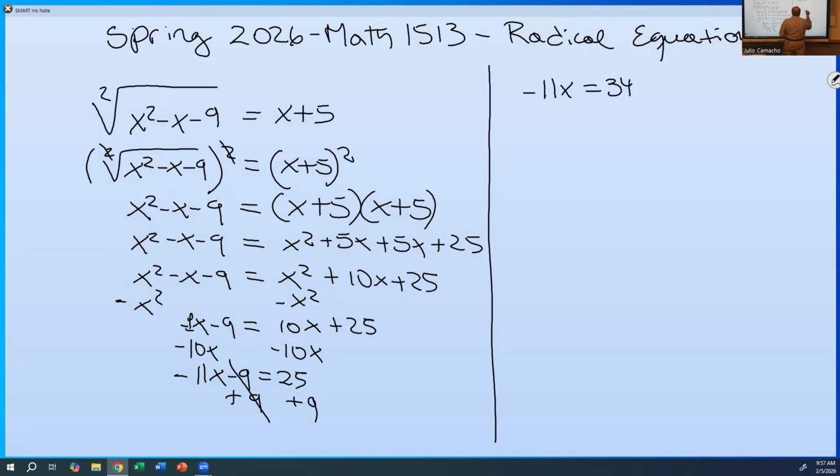And the last part will be divide both sides by negative 11. And when you do that, your answer will be x is equal to negative 34 over 11. And don't bother to simplify that, because 11 is a prime number. There are no two numbers that can divide it evenly. 33 would be different.